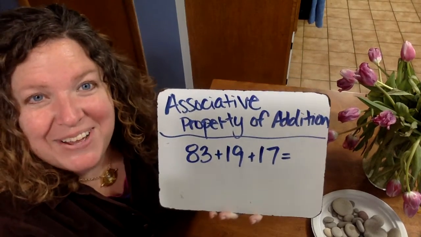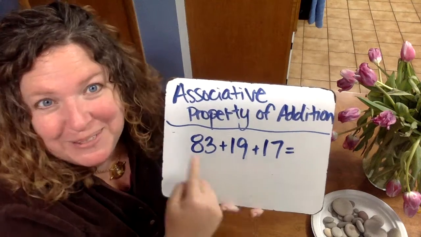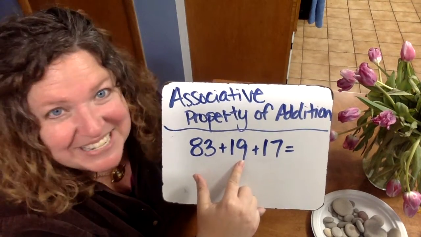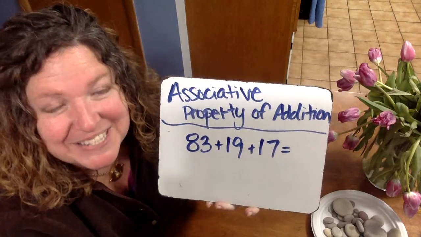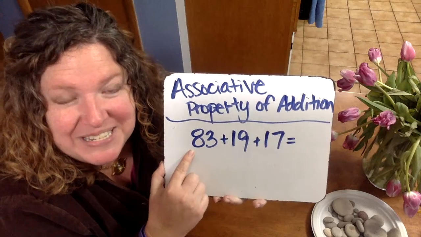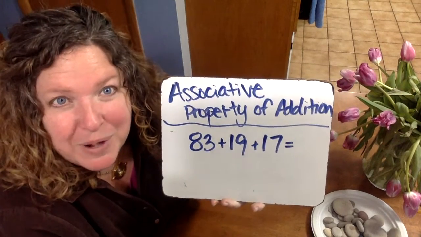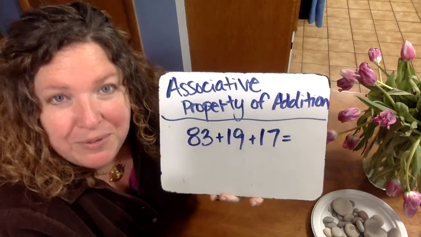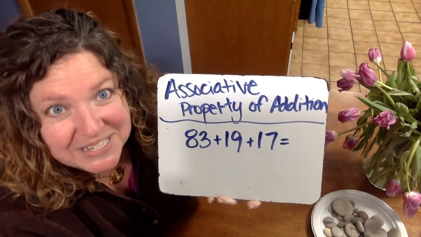All right. Now, we don't actually want to build this one out, do we? I don't want to build out 83 rocks and then another 19 rocks and then another 17 rocks. That would kind of be insanity. So instead, we want to see, can we use the associative property without modeling it out? Can we use it when we're just talking about numbers? And the answer is yes.